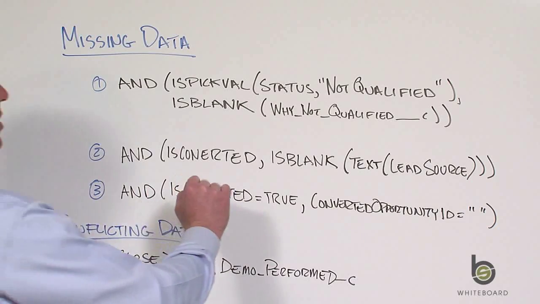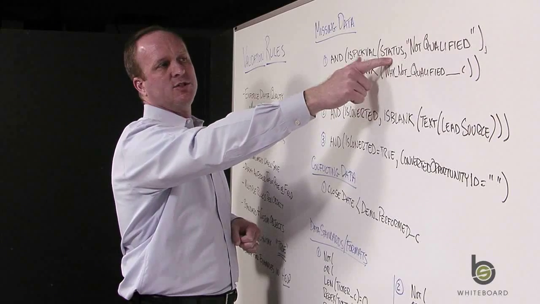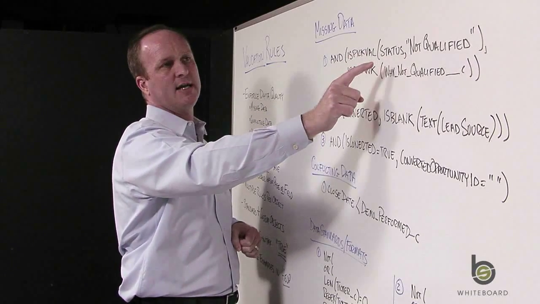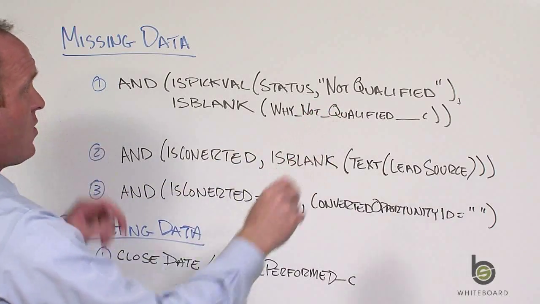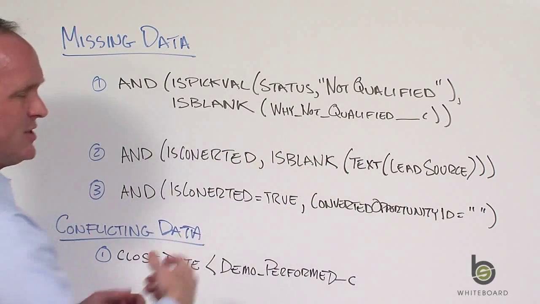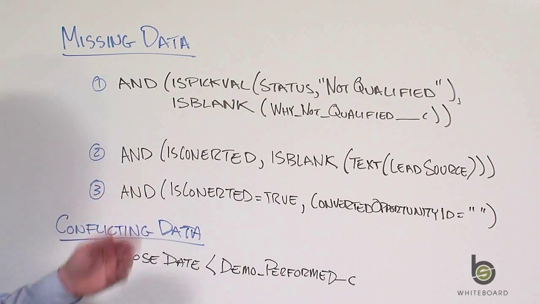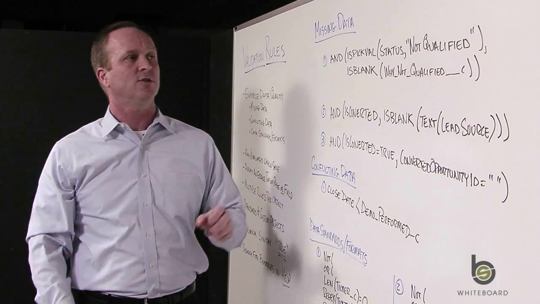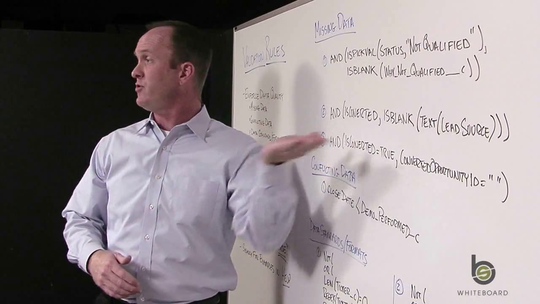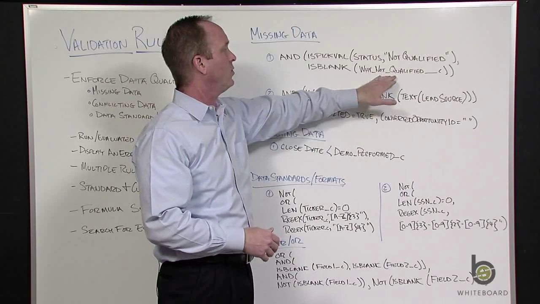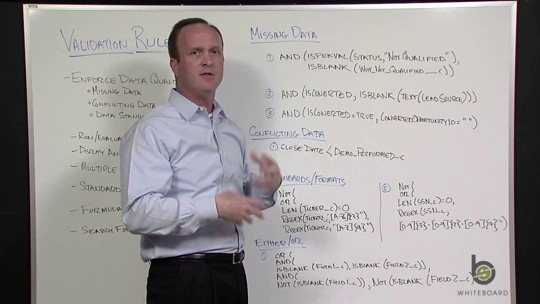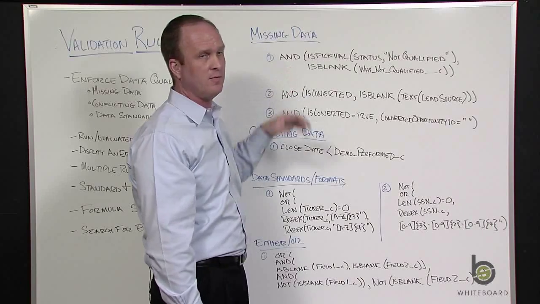What we have right now is a status field, which is a pick list. This formula is saying if the pick list status has the value not qualified, and the why not qualified field, which is, let's say, a freeform text field, is blank, then throw an error. So if you have the status of not qualified, you need to put something in this field called why not qualified before you can save the record. Users get in a hurry, they forget to do things, so this is going to stop them and throw them an error.